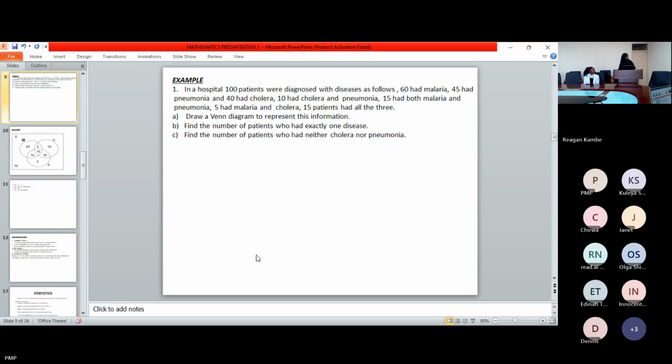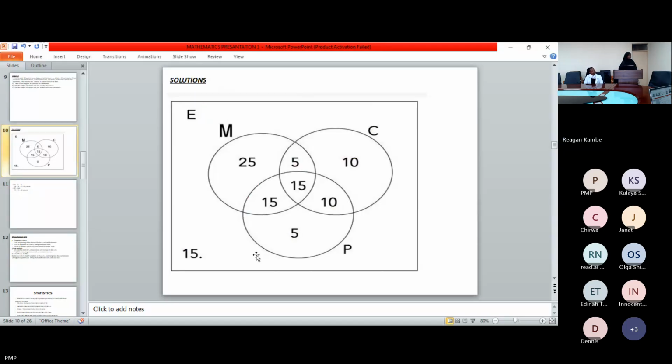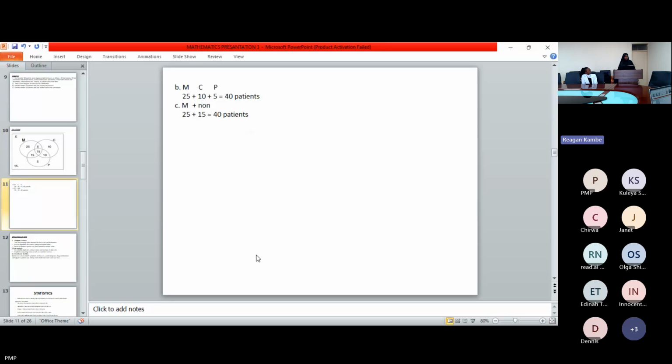That one. B. So we ended up having 25, 10, and 5 because they're the only ones that are alone in malaria, cholera, and pneumonia. So we added them together and we got 40 patients.